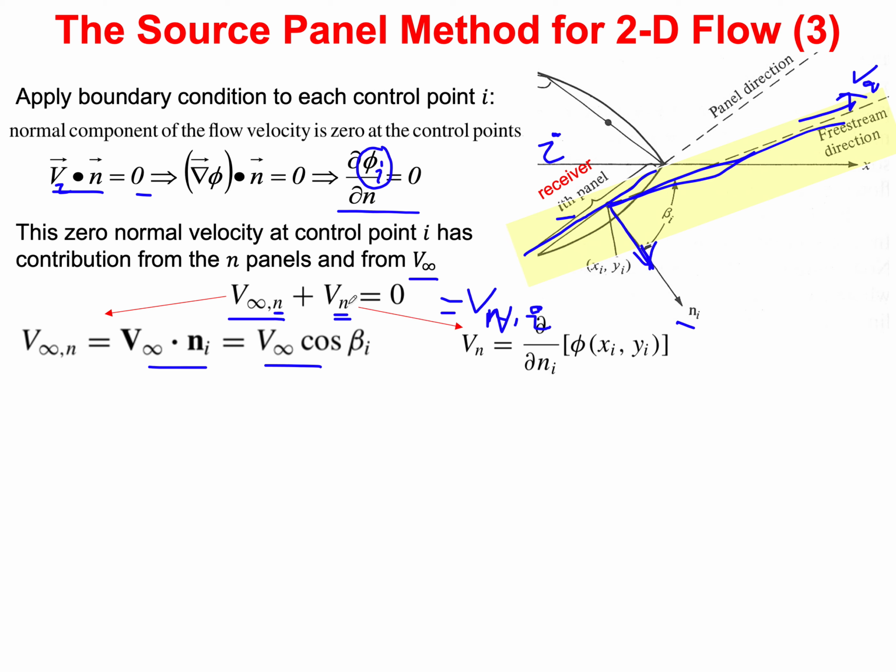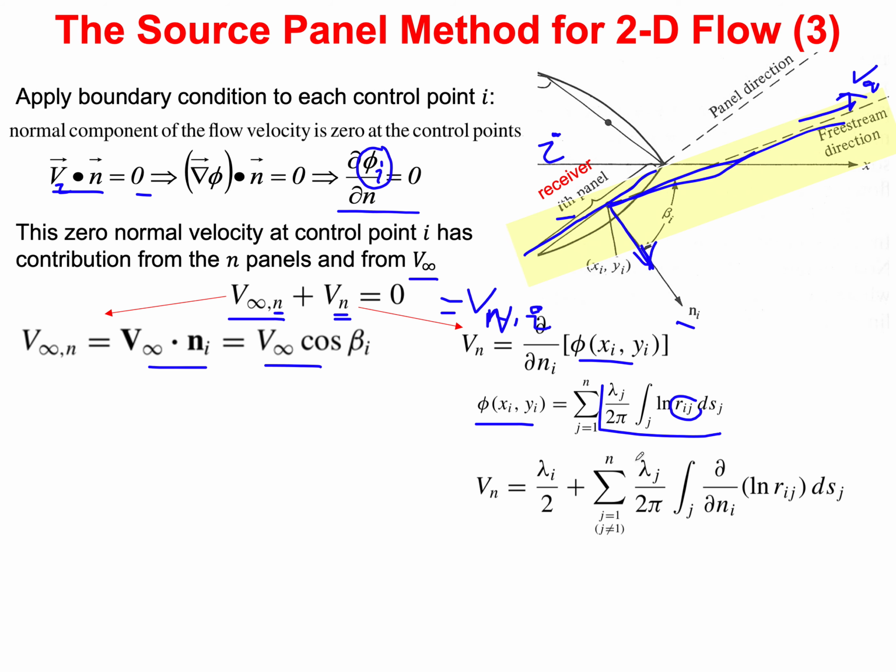The v normal, as we've seen, to get the v normal, we need to get this thing d phi dn to be 0, and we computed the phi in the previous slide, which is the contribution of each one of the panels. But now we also mentioned the issue of the effect when i is equal to j. So we have to deal with that now. And when i is equal to j, the contribution will be lambda over 2.